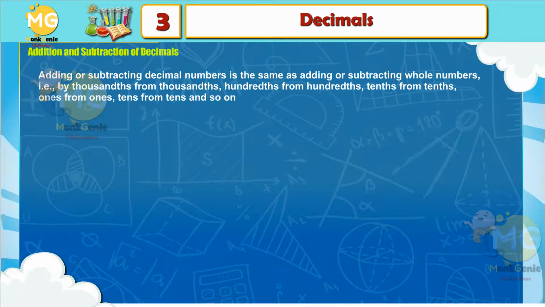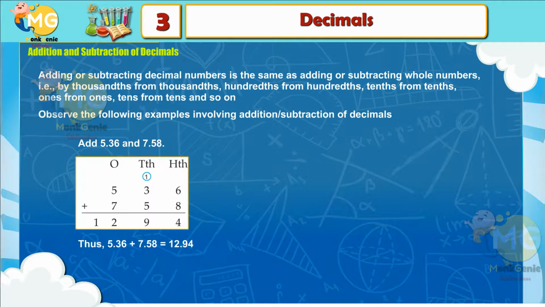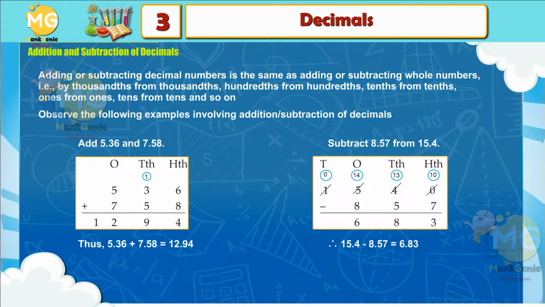Addition and subtraction of decimals. Adding or subtracting decimal numbers is the same as adding or subtracting whole numbers, that is, by thousands from thousands, hundreds from hundreds, tenths from tenths, ones from ones, tens from tens, and so on. Observe the following examples involving addition or subtraction of decimals. Add 5.36 and 7.58. Thus, 5.36 plus 7.58 is equal to 12.94. Subtract 8.57 from 15.4. Therefore, 15.4 minus 8.57 is equal to 6.83.